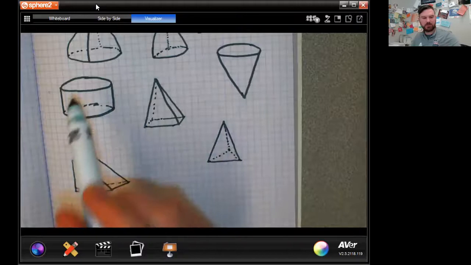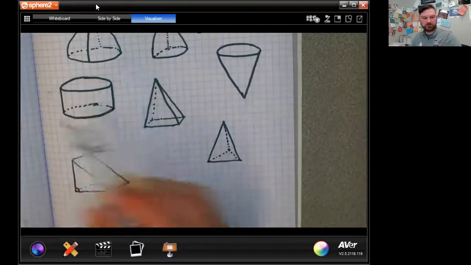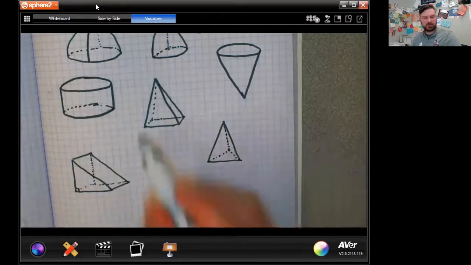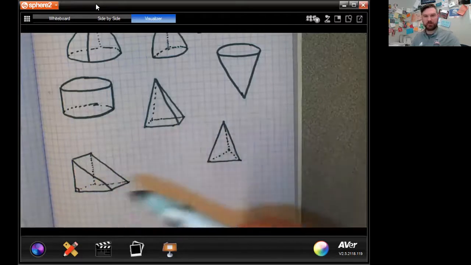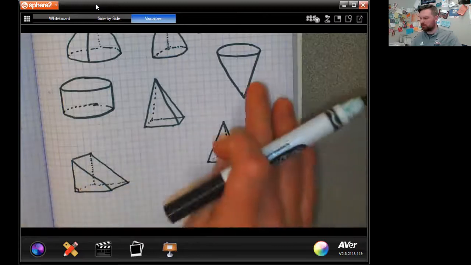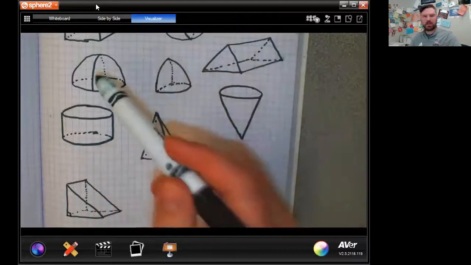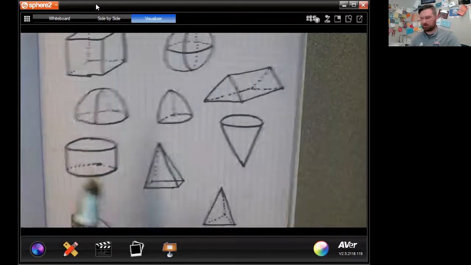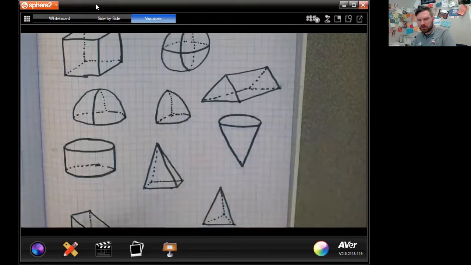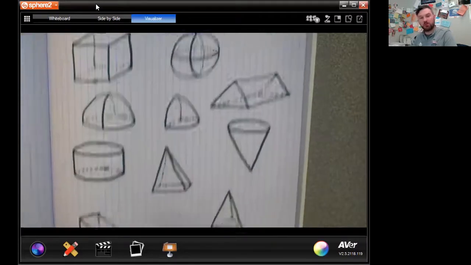And then we have a cylinder, which will always be circular. We talked about some pyramids, and we could have a pentagon pyramid or anything like that. We've got cones, which are always circular on the bottom, and we have our spheres and hemispheres and the quarter sphere. Okay, so these are the main 3D shapes that you will be drawing.